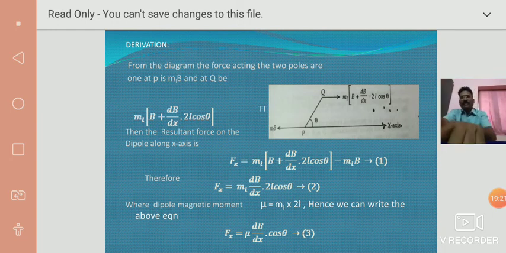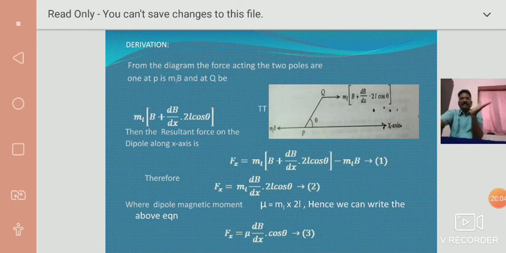Remember, at P, what is the force? B into p. What is B? Magnetic field. What is p? Pole strength. That can be written as ml into B. ml means magnetic moment. At P, that value is B into ml. At Q, the magnetic field gradually increases with respect to x, dB by dx. Now we can write at Q: ml into B plus dB by dx 2l cos theta. 2l is the length of the tiny magnet.